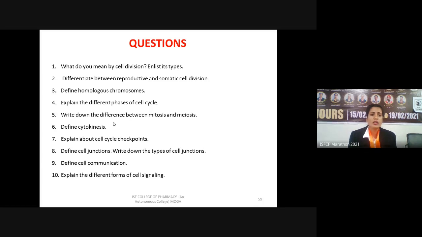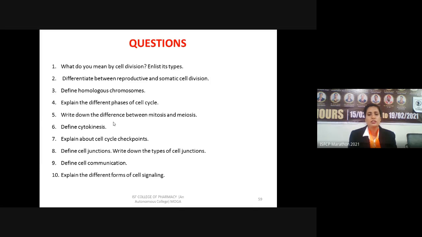Next we have is differentiate between the reproductive cell and the somatic cell division. So for that, firstly we need to understand about the somatic cell and the reproductive cell. So what is a somatic cell? A somatic cell is any cell apart from the reproductive cell. So a reproductive cell is the one which is also known as the sex cell. These are the spermatozoans or the oocytes.